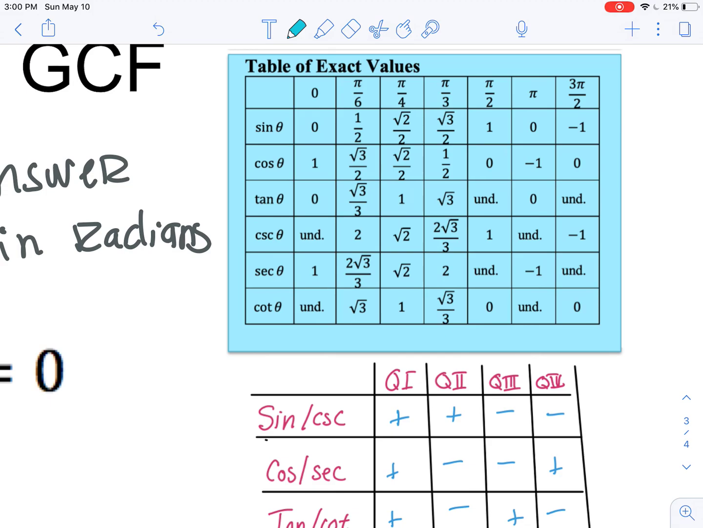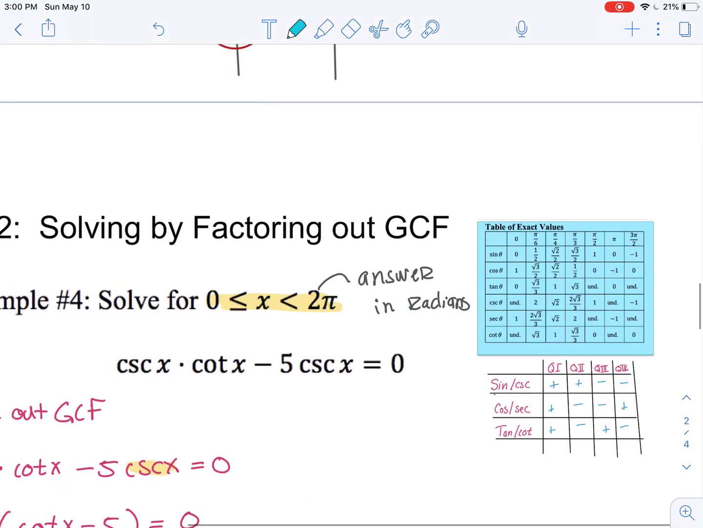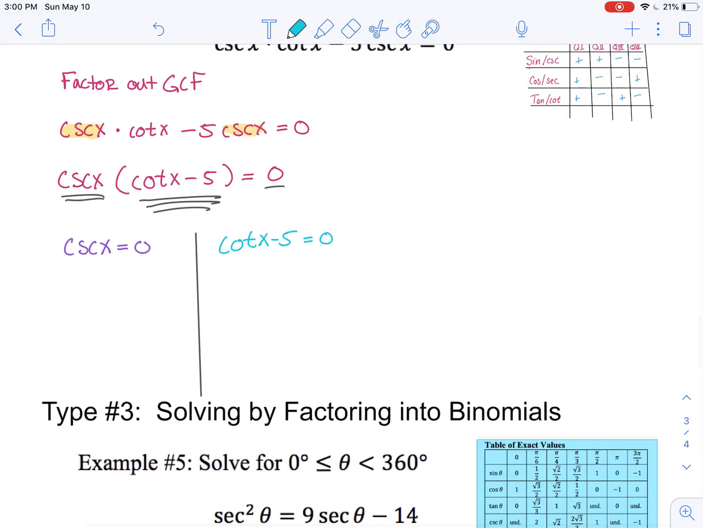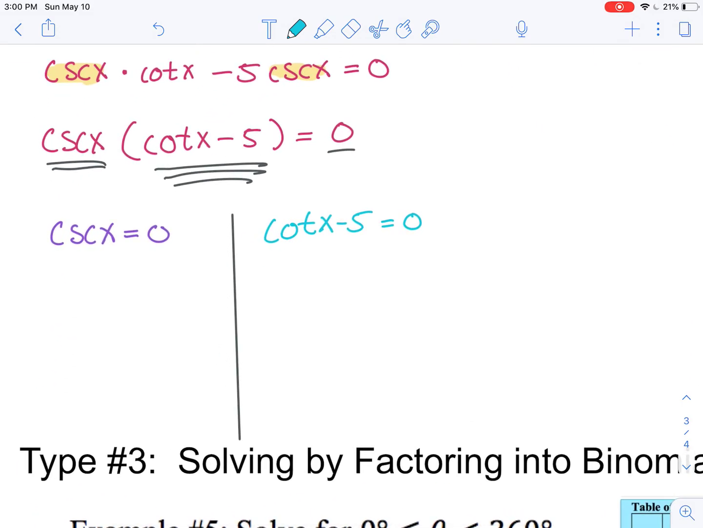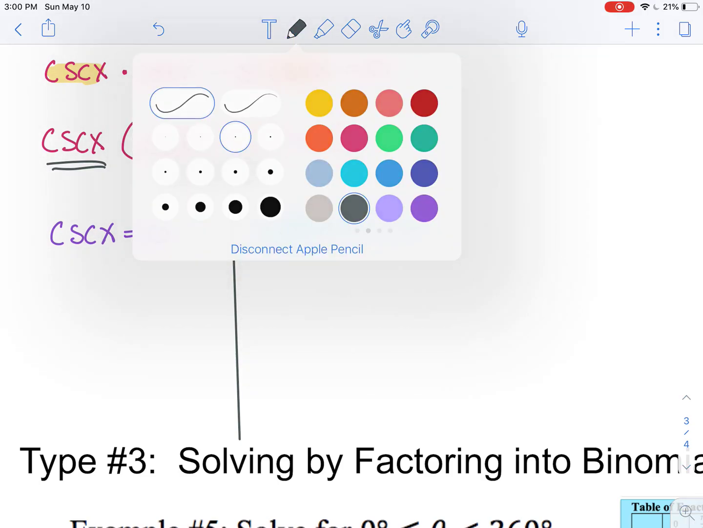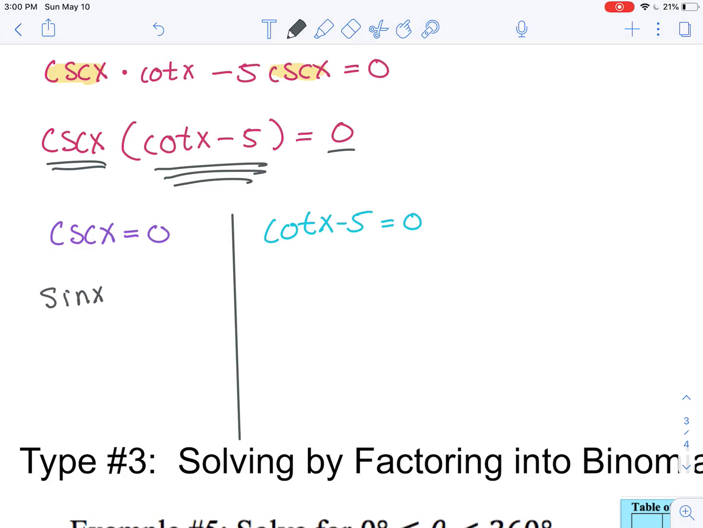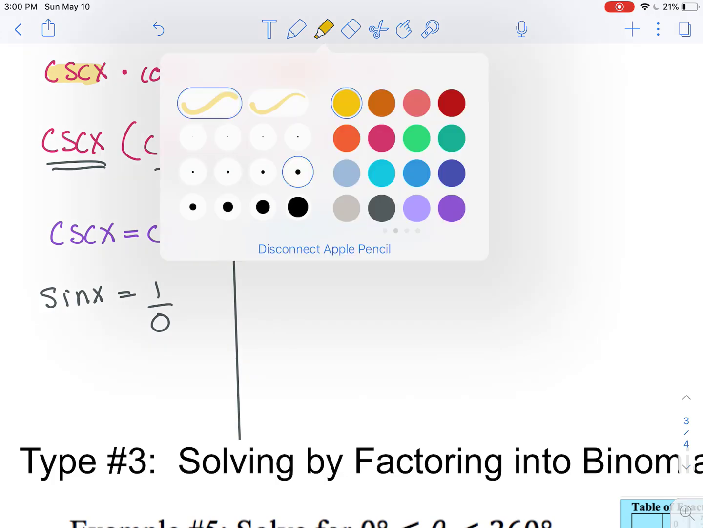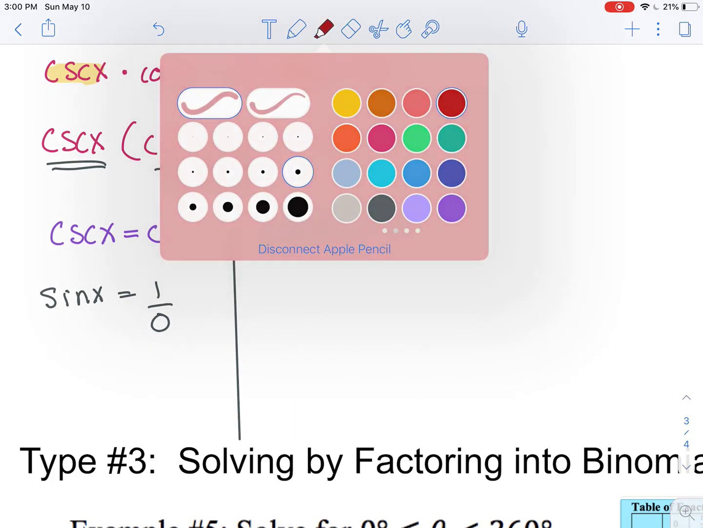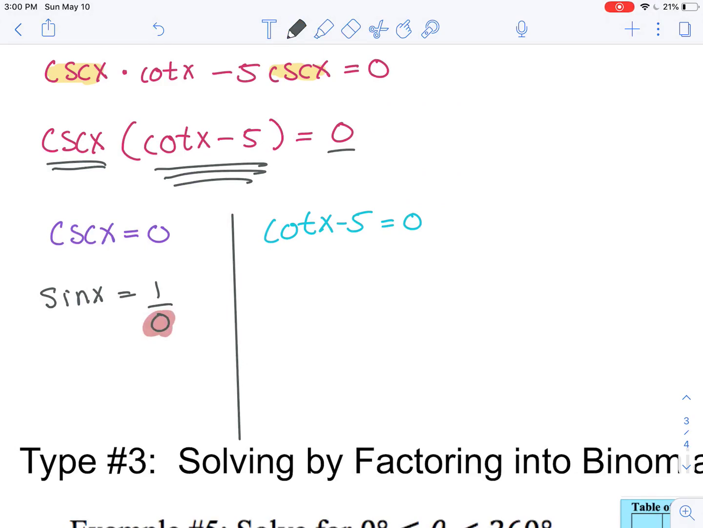So let's think about why that is true. If you think about it, cosecant is really the flip of sine. So this is really saying sine of x is equal to 1 over 0. Can we have 0 in the denominator? We can't have 0 in the denominator. This is undefined. So therefore, cosecant of x is not going to exist. So there's no solution here.